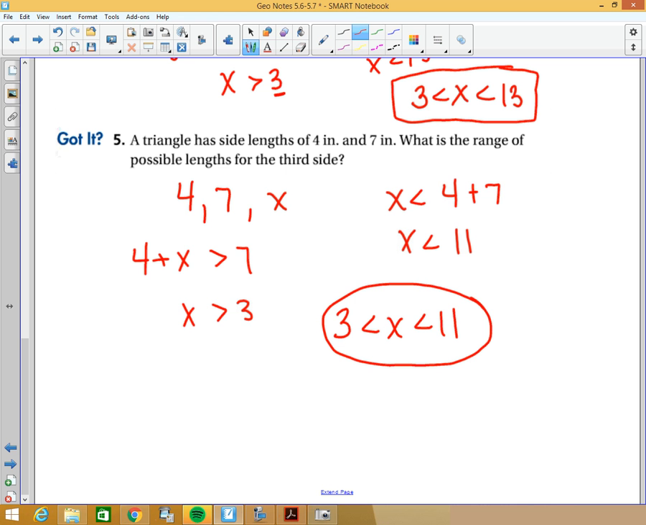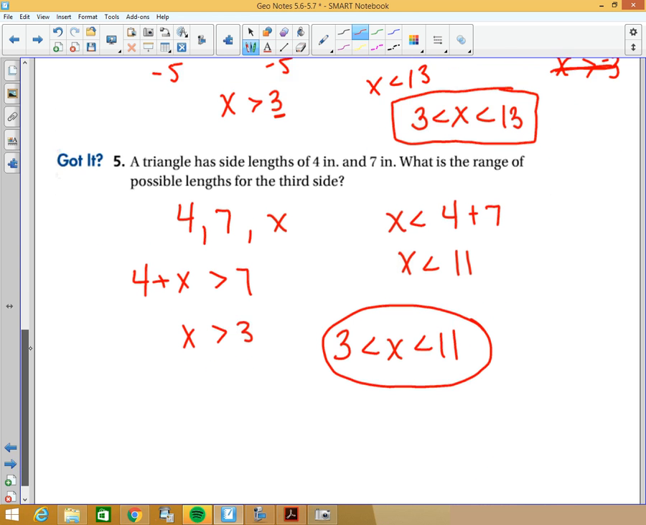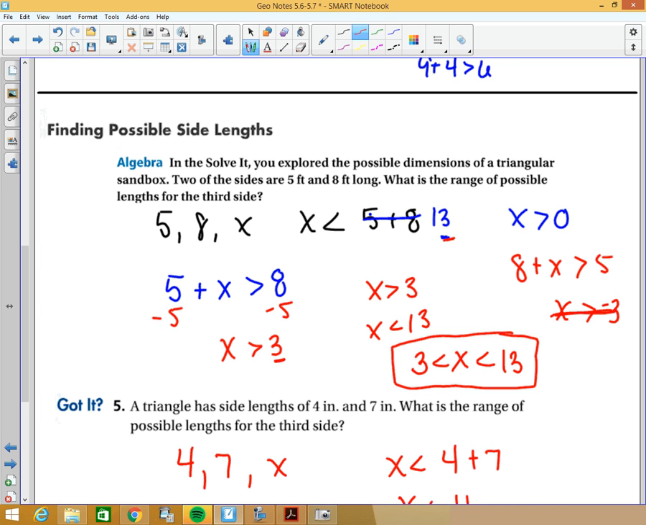Finding the range, that's exactly what we're doing. Okay, so we're going to stop here and do some practice on that one.